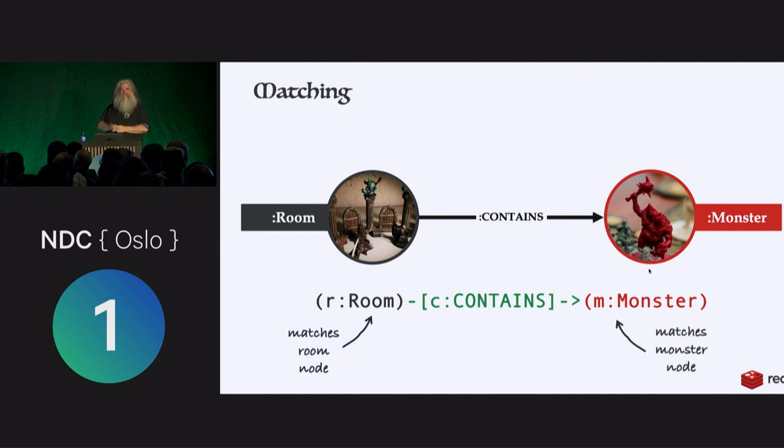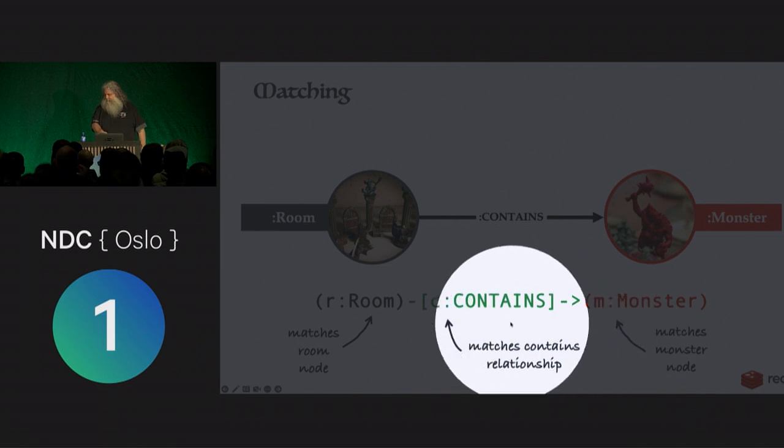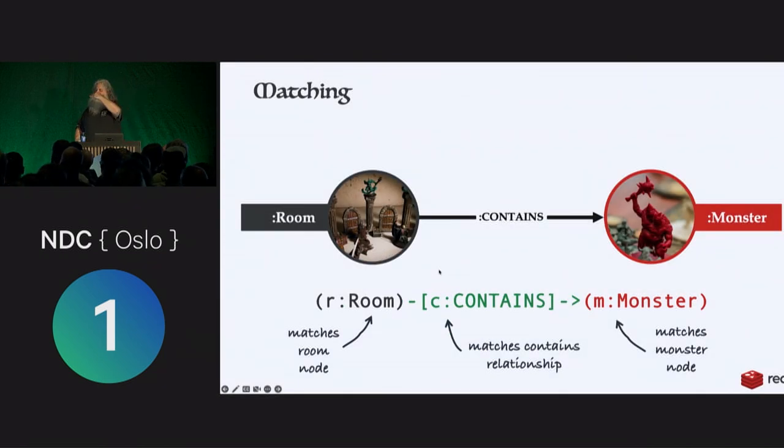Same thing for monster here. This finds any node in the graph with a label of monster and assigns it to the variable M. And then in the middle here, we have a relationship that matches any relationship with a type of contains. And you'll notice right there that there's an arrow on it. It's actually a line with a label on it. So you've got circles and lines connecting them together. So it looks kind of like the thing that we want to query, which I think is kind of neat.